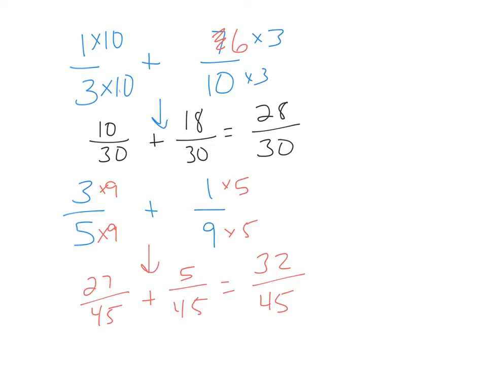Now, I've used examples of addition. It is exactly the same thing whether you're doing addition or subtraction. The only difference is instead of adding these two numbers together, the 27 and 5 together to equal 32, if this was subtraction, I'd do 27 minus 5 to equal 22.